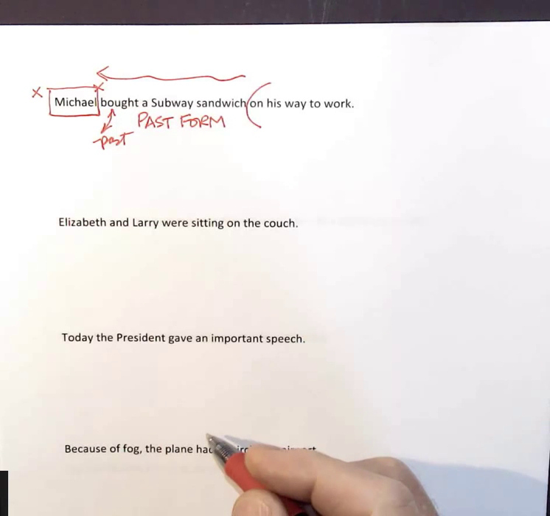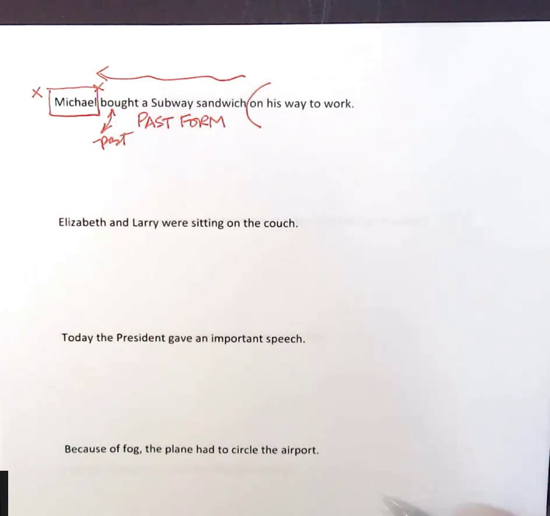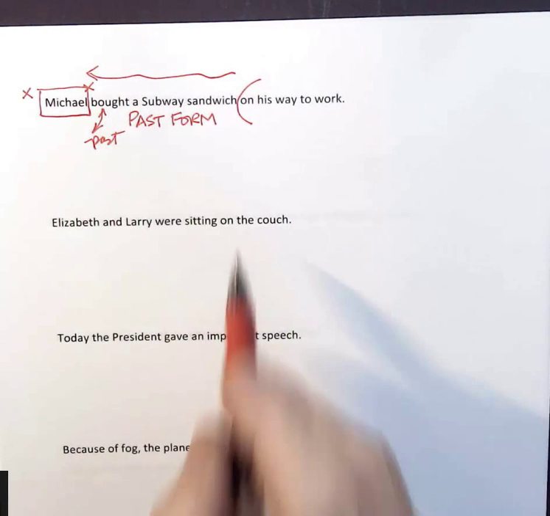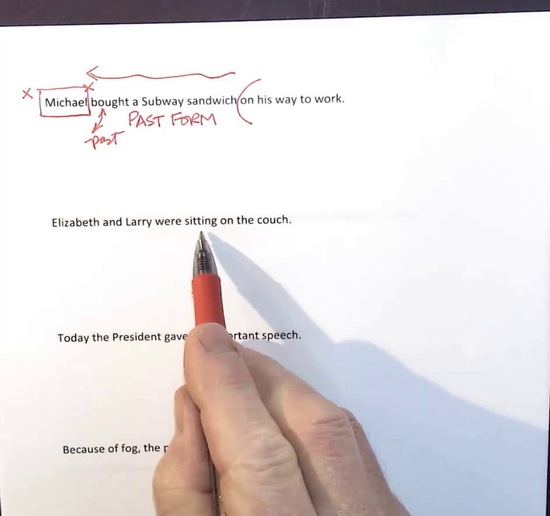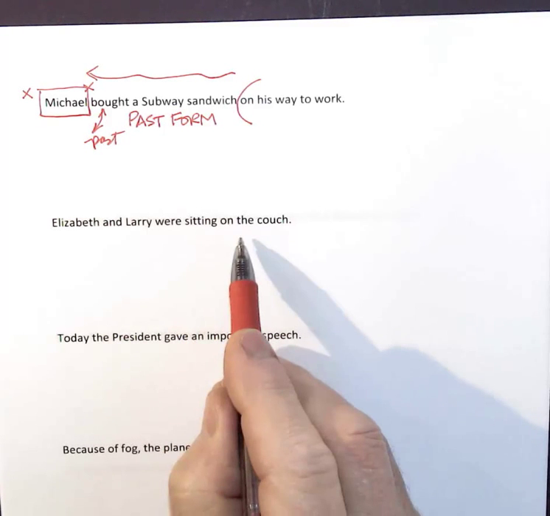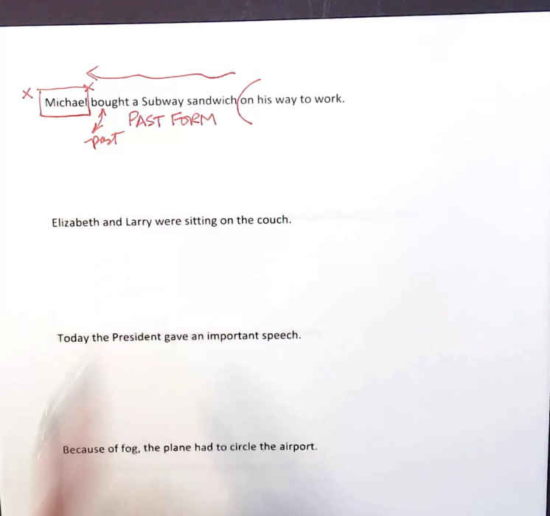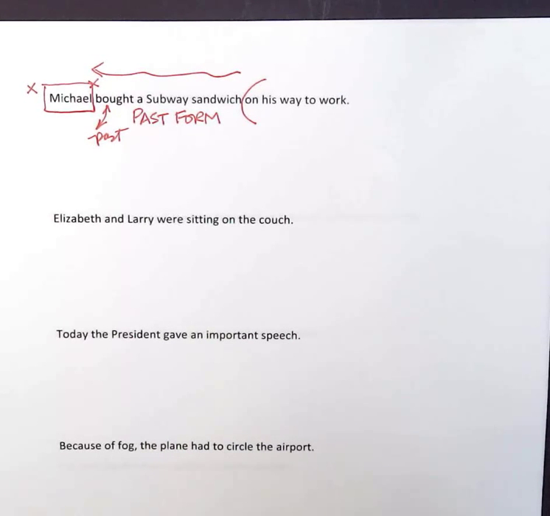Elizabeth and Larry were sitting on the couch. Now, in my opinion, I'd say on the couch is not a shifter. It just explains where the sitting takes place. If I made it a shifter, then I'd be emphasizing that they were doing the sitting, but I don't think that's really important enough to emphasize. There's no special meaning to add that Larry and Elizabeth were doing the sitting. So I'm going to say no shifter.